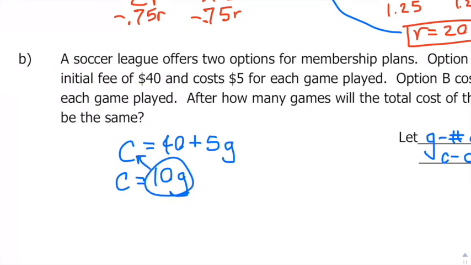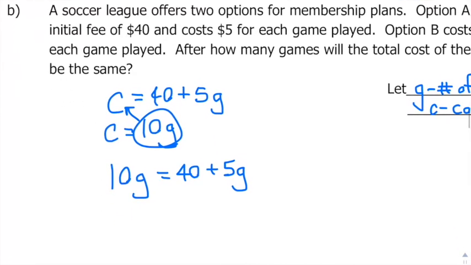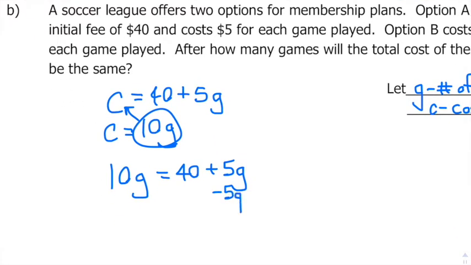We'll use substitution. We'll substitute in for that C the 10G. The 10G equals 40 plus 5G. Get your G's together. We can subtract 5G from both sides. That's 5G is equal to 40 once you do that. And after you divide, you're going to get 8. So that'd be 8 games specifically.